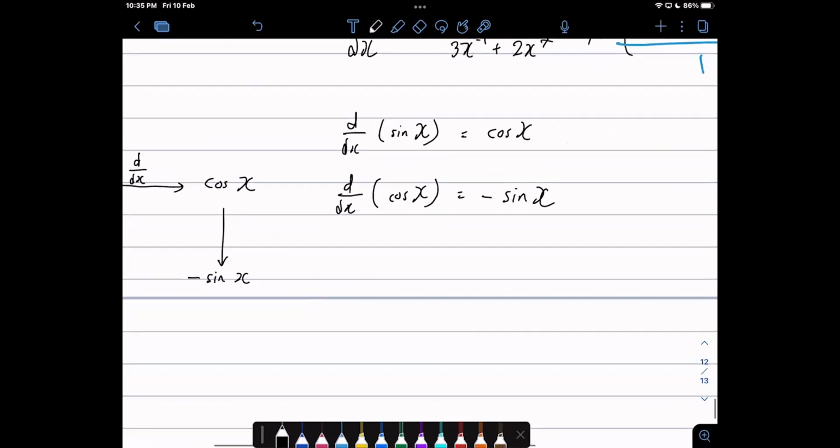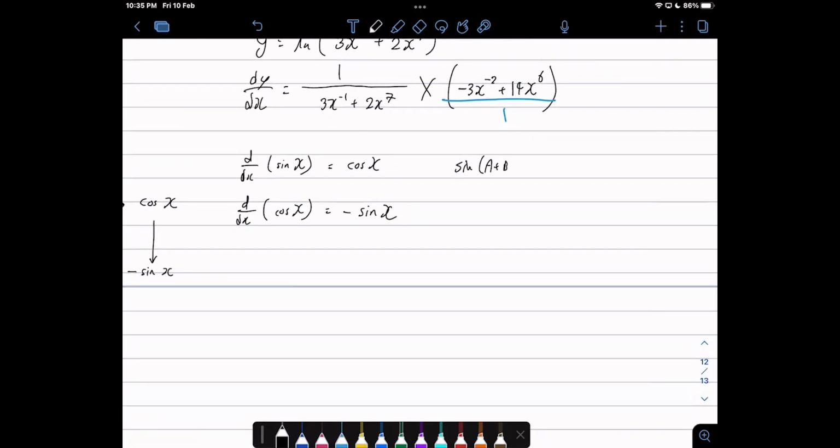Remember how sine a plus b equals to what? Sine a cos b plus cos a sine b. Remember this? Yeah. Then how about cosine a plus b? Cosine a cosine b, minus sine a sine b. Yes. Finally. So what you need to remember is this formula.